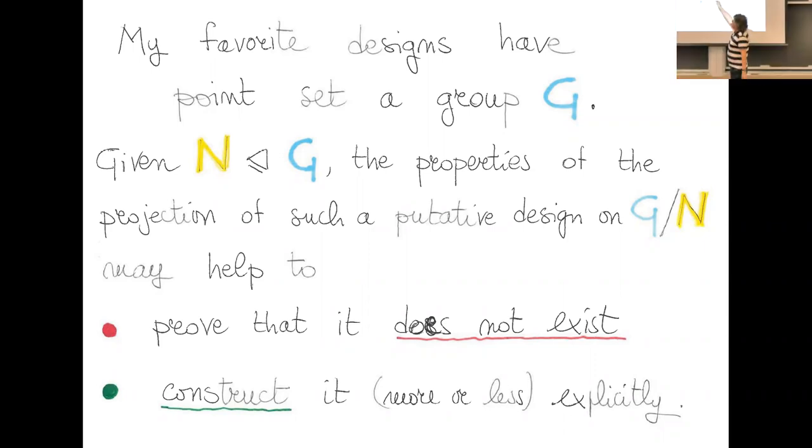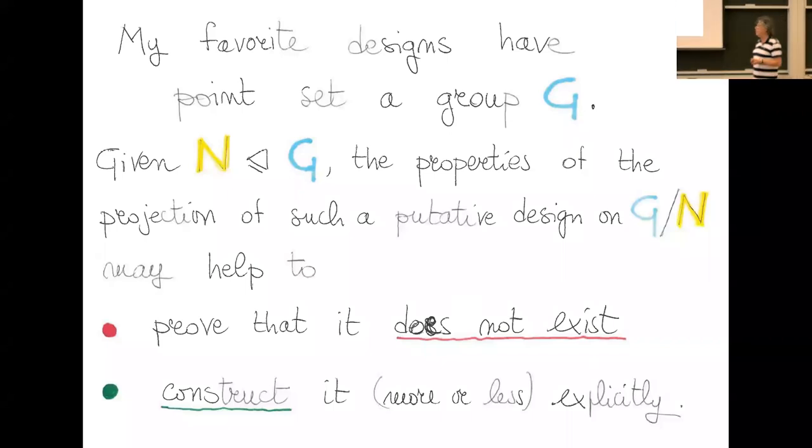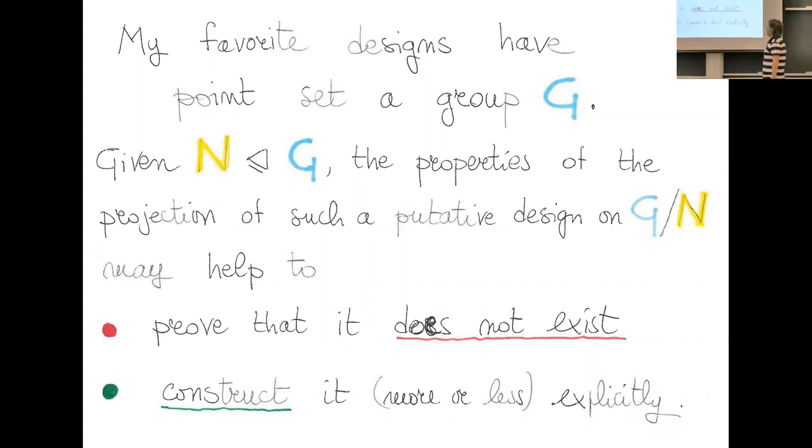So you probably know that my favorite designs are those having as point set a group G. In most cases, G is a sharply transitive automorphism group of my design. Well, if N is a normal subgroup of G, and I want to construct a design with point set G, the properties of the projection of my putative design on the quotient G over N can be helpful, sometimes proving that the design does not exist, red light, sometimes to construct the design.